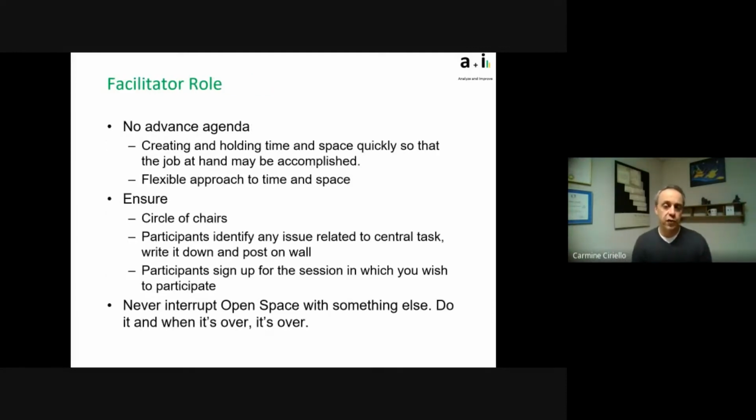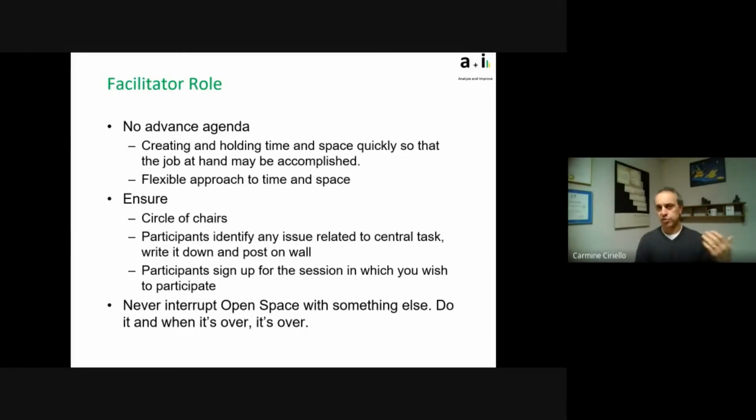There is a role for the facilitator. It is not a traditional role. It is extremely hands-off. So there is no advanced agenda, okay? The role of the facilitator is essentially summarized as creating and holding time and space so that people can do their work. That's the summary of what the facilitator really does during the course of the day or the days. There's an extremely flexible approach to time and space. People will do what needs to be done in order to get through the individual topics.